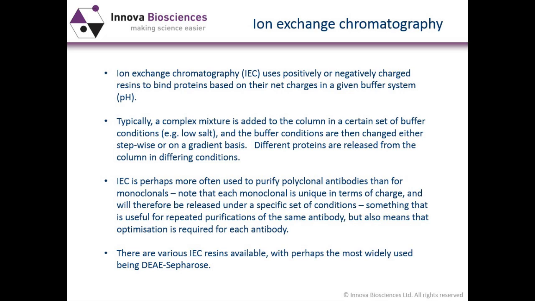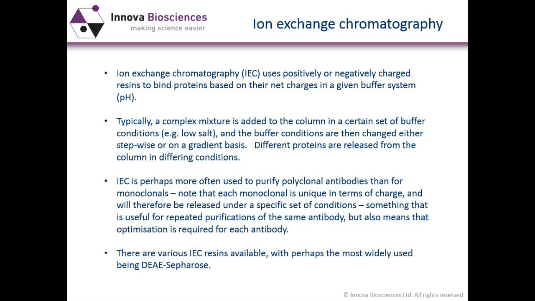So typically you take a complex mixture and add it to a column containing the resin that you're interested in, and you do that in a certain set of buffer conditions. In that particular set of buffer conditions, different proteins will bind to the resin and some proteins will not bind to the resin. For antibody purification, you set up buffer conditions so that immunoglobulins will bind to the resin and most other proteins will pass through.